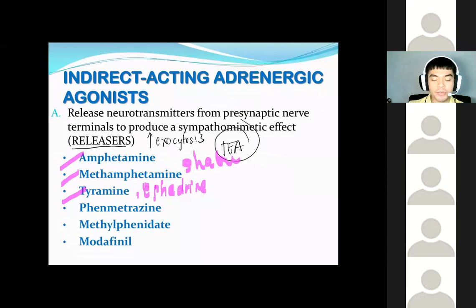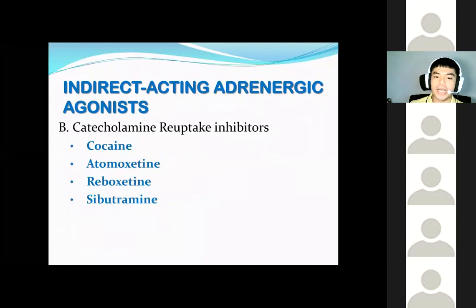Next, the uses of these drugs will be discussed tomorrow. Next are the reuptake inhibitors. Examples are cocaine, atomoxetine, reboxetine, and also sibutramine. So these are reuptake inhibitors. The clinical uses, as we mentioned, will be discussed next meeting.